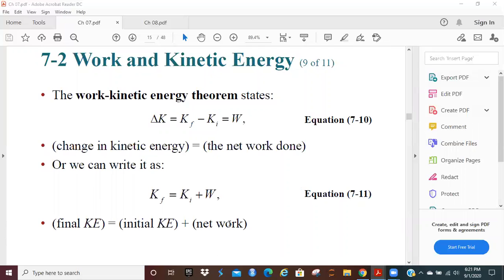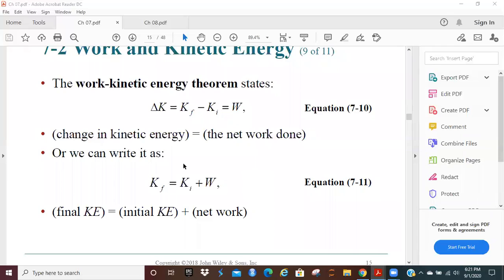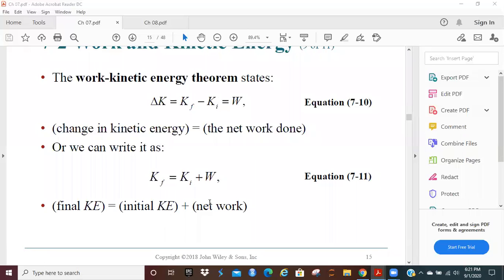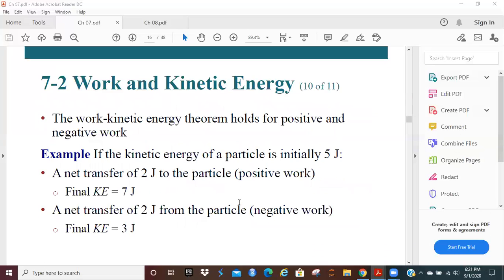So the work-kinetic energy theorem states that the change in the kinetic energy, which is the final minus the initial, is going to be equal to the net work. If you want to rewrite this such that all the terms are positive, then you just add K_i to both sides, and you get the final kinetic energy is equal to the initial plus the net work. So the work-kinetic energy theorem holds for both positive as well as negative work.